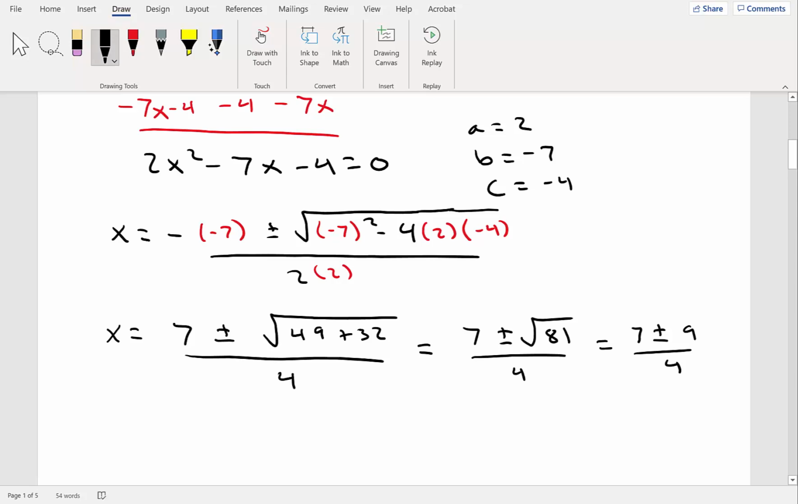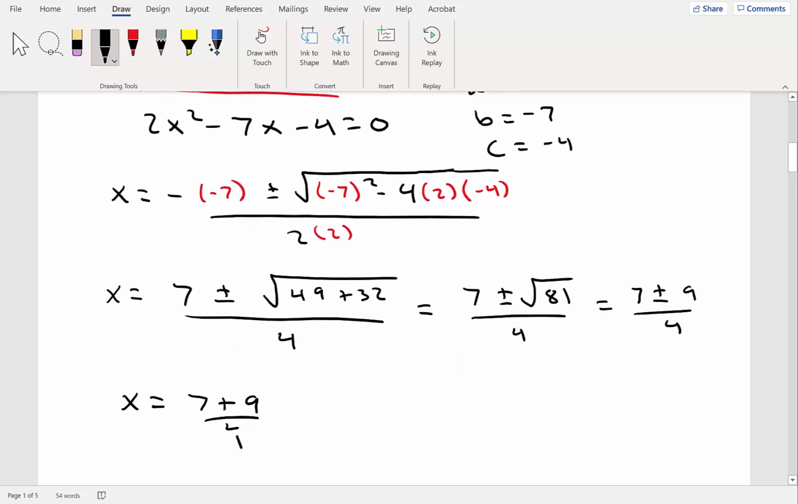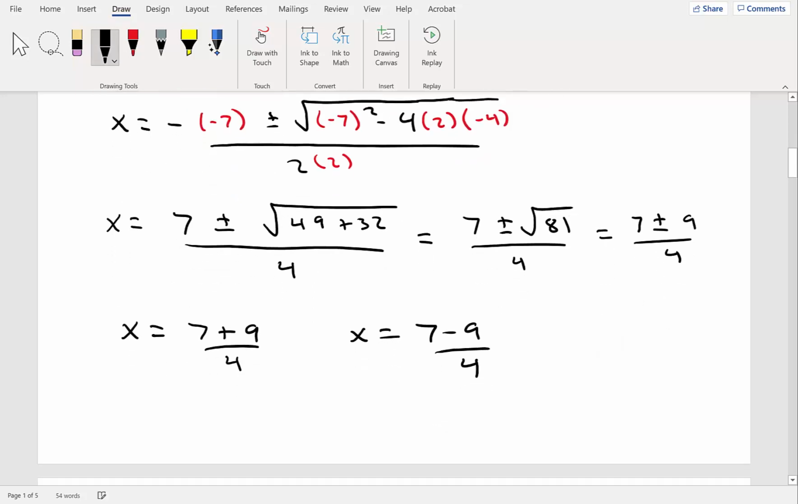Now, notice that this gives us two results. One of them is using the positive symbol, and the other one is using the minus symbol. So let's go ahead and split up our two solutions. We have 7 plus 9 over 4, and x is equal to 7 minus 9 over 4. So we get x is equal to, so 7 plus 9 gives us 16 over 4. 16 over 4 gives us 4.